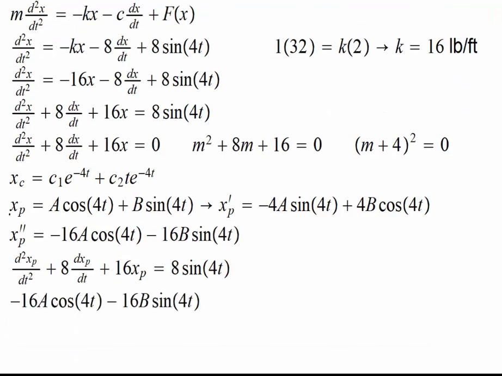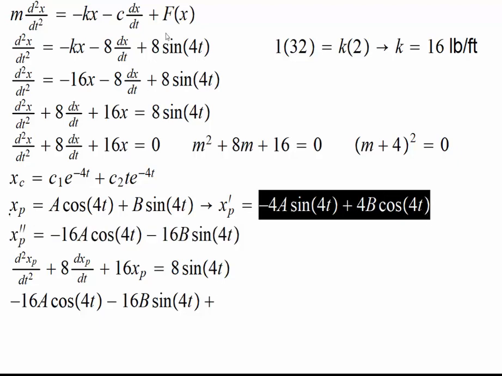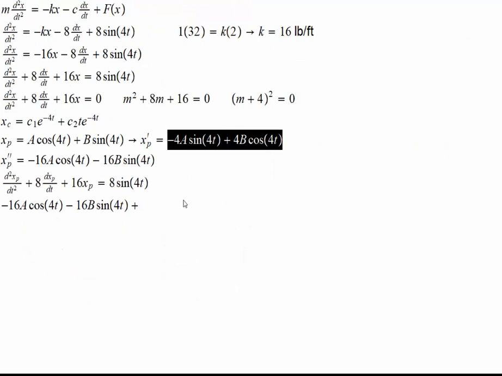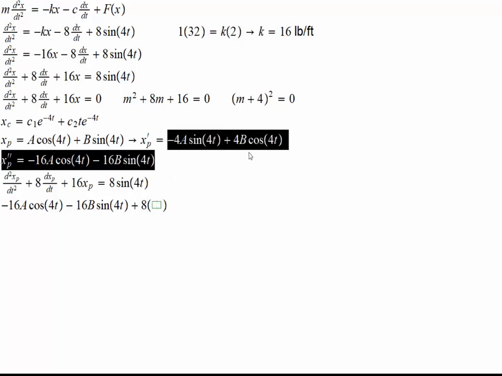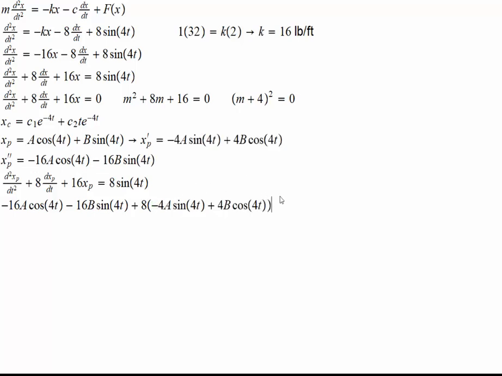Okay, so if we write all these values, here is our x double prime, plus we will have 8 times xp prime. Let me just reduce the fonts just for a few minutes, then I'll bring it back for you. So then we have 8 times xp prime, which is right here. And then plus 16 times our xp. Where is xp? Right here. And that equals how much?